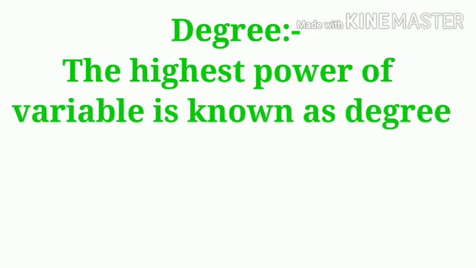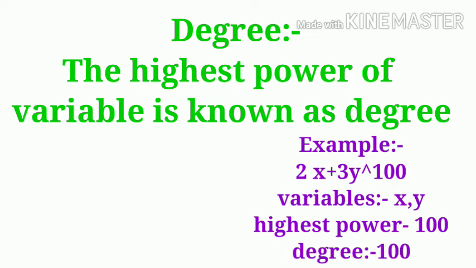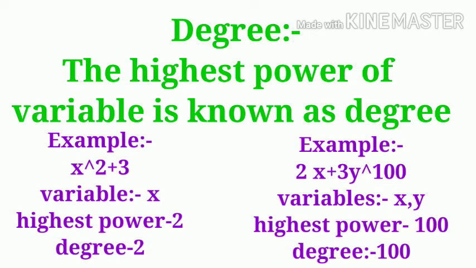I know students, now you are thinking what is meant by degree, monomial and binomial. So here I am explaining all these for you. Degree. The highest power of the variable is known as the degree. Whatever polynomial is given to you, you just check the variables. Collect the variables and see what is the highest power of that variable. In the first example, the variable is x and the highest power is 2. So the degree is 2.